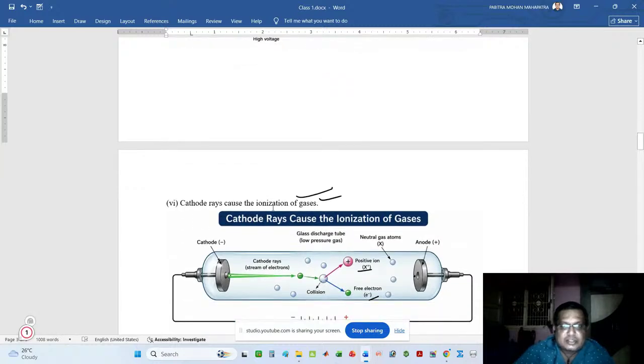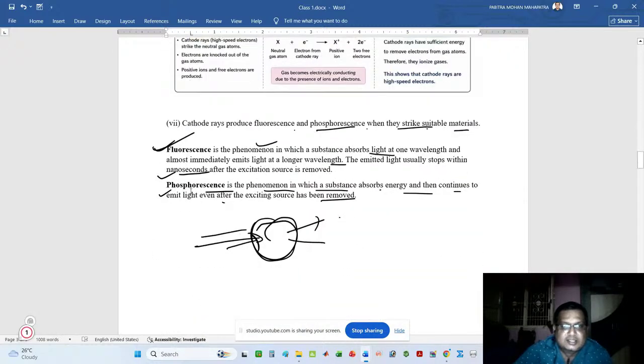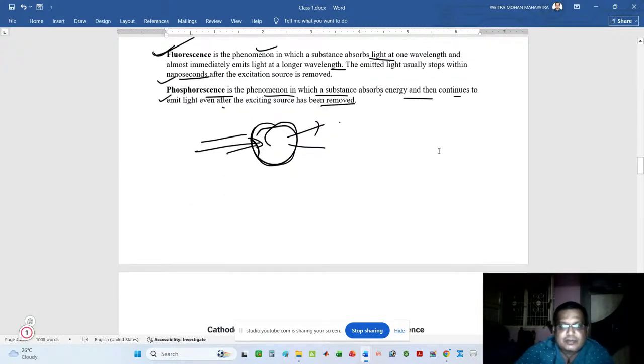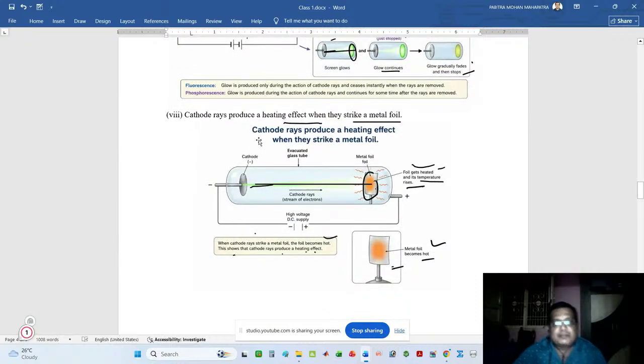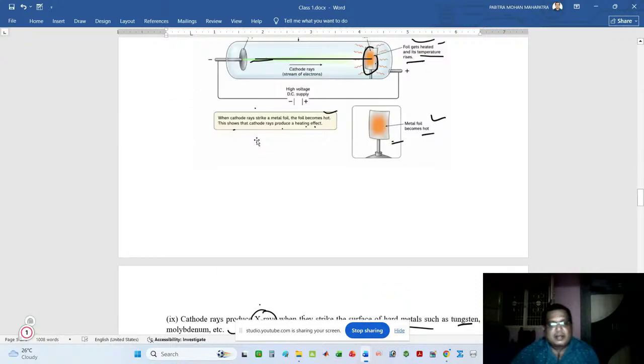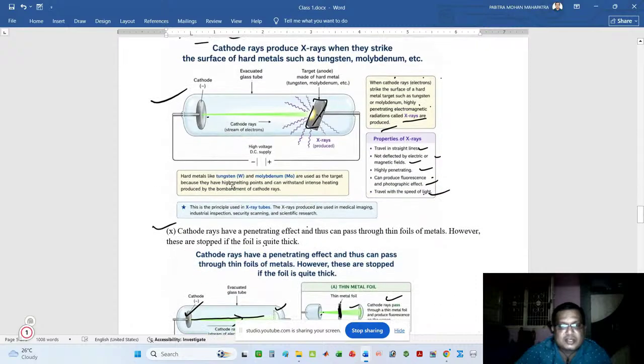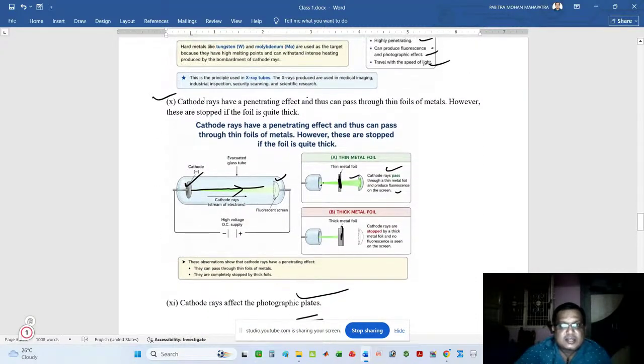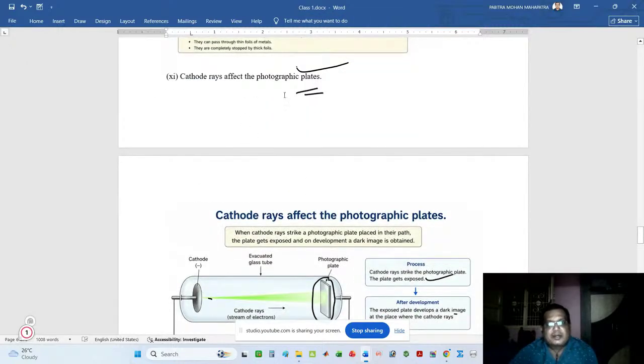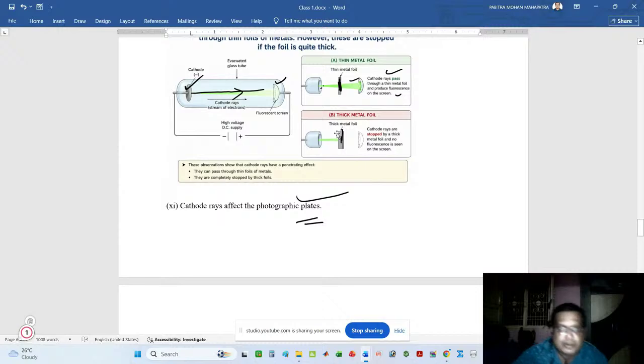Next, cathode rays cause ionization of gases. Next, cathode rays produce fluorescence and phosphorescence when they strike suitable material. Next, cathode rays produce a heating effect when they strike a metal foil. Next, cathode rays produce X-rays when they strike the surface of a hard metal such as tungsten, molybdenum, etc. Next, cathode rays have a penetrating effect and thus can pass through thin foil of metal. However, they are stopped if the foil is quite thick. Next, cathode rays affect the photographic plate. These are a few properties of cathode rays.